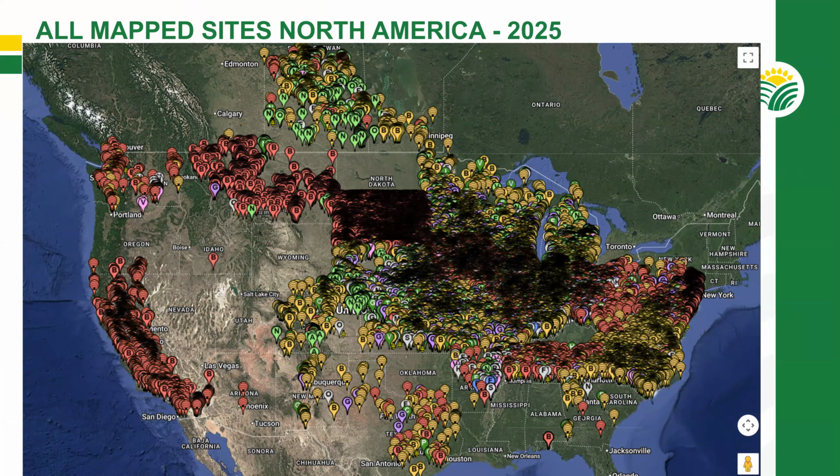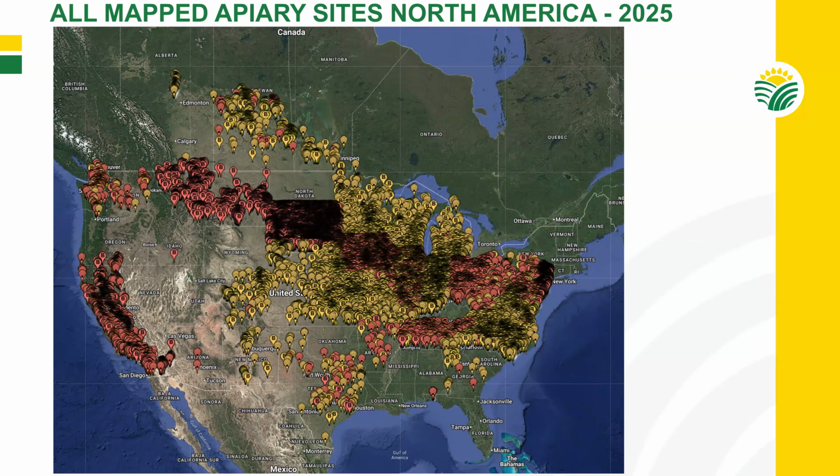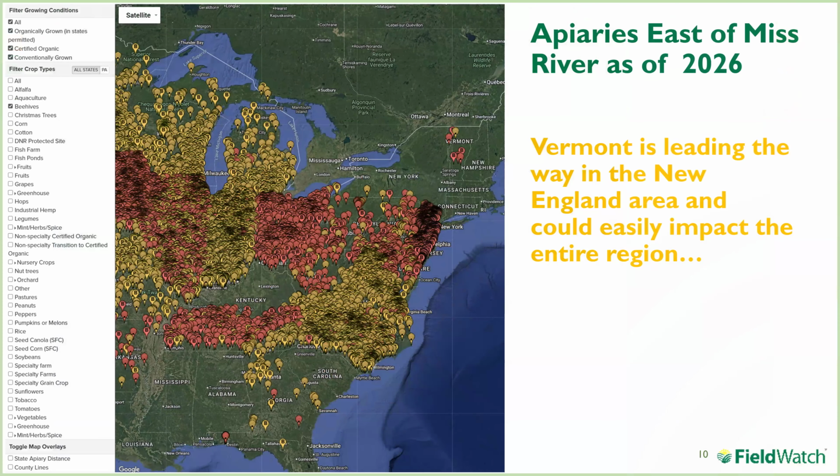What I like doing now is taking this exact same map and stripping away all of the crops and showing you just the beehive sites that are mapped. Again, it's extensive. There's a lot of beehives mapped out there, but you all are east of the Mississippi. At this point, you don't care about the rest of the country, right? You don't care about Canada. So let's look at what's mapped east of the Mississippi. Still, there's a ton of beehives mapped east of the Mississippi.